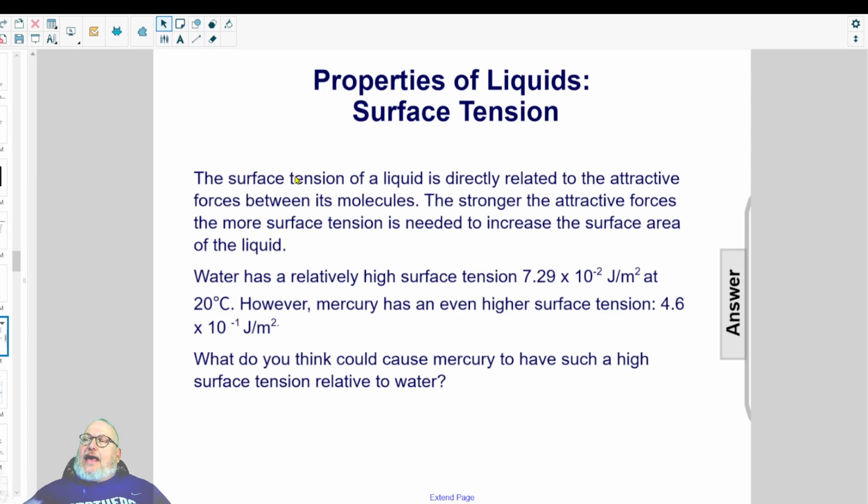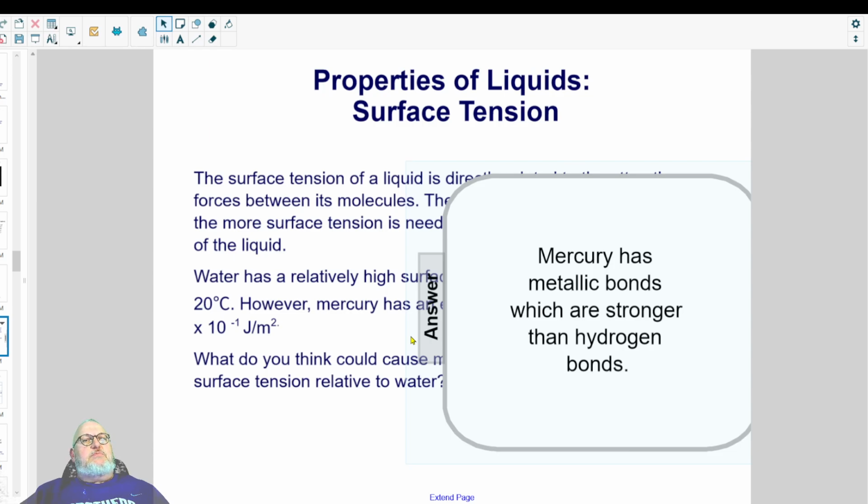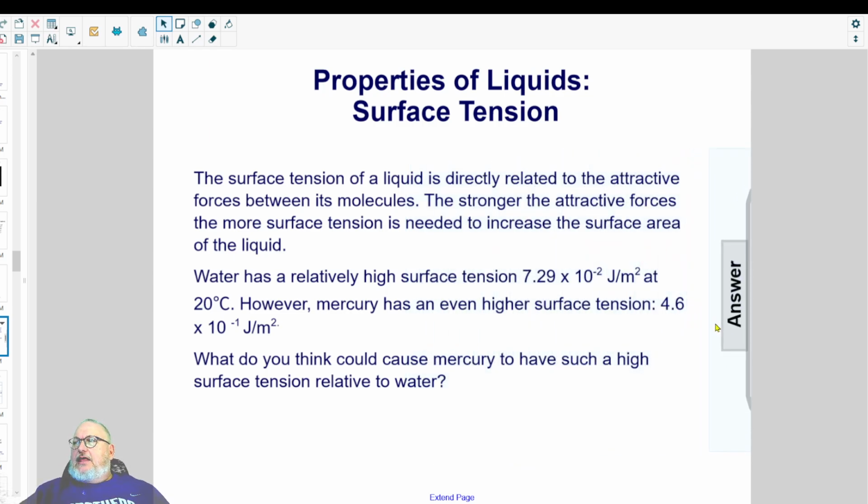Water has a pretty high surface tension of 7.29 times 10 to the minus 2 joules per square meter at 20 degrees C. This is all related to temperature. But mercury has a higher surface tension of 4.6 times 10 to the minus 1 joules per square meter. Why do you think mercury has such a high surface tension compared to water? Mercury has metallic bonds, and these metallic bonds are much stronger than hydrogen bonds.